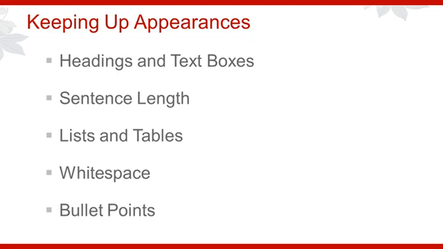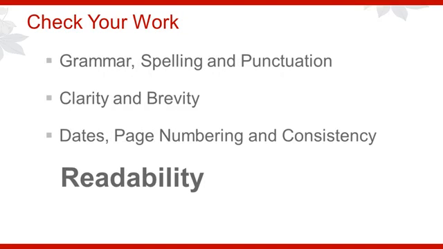Sentence length should average 15 to 20 words. Lists and tables make complex information more understandable, and they may require fewer words than straight text. Leave ample white space between sections and paragraphs. Use bullet points to highlight information. And finally, check, check, check.